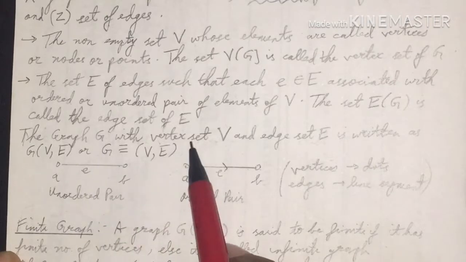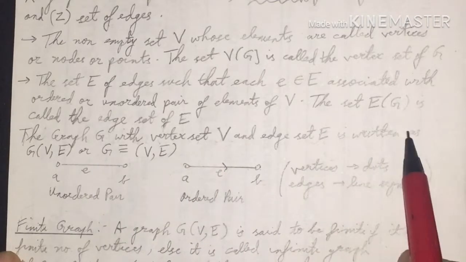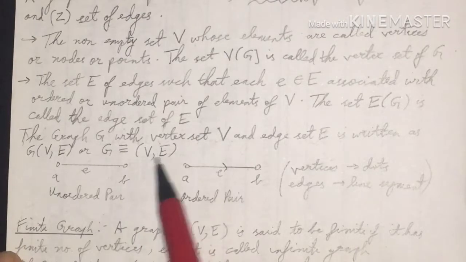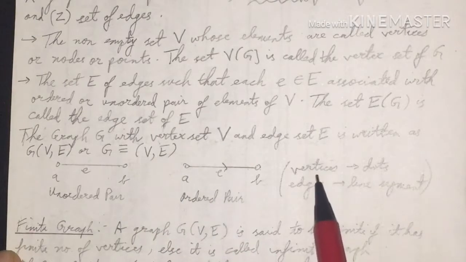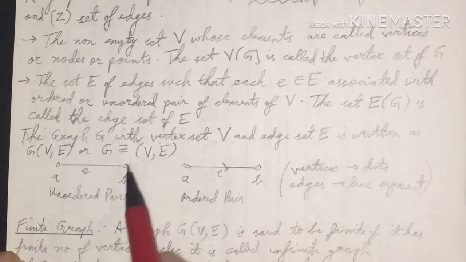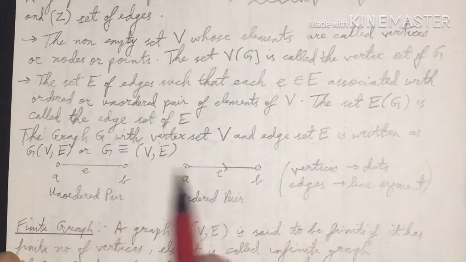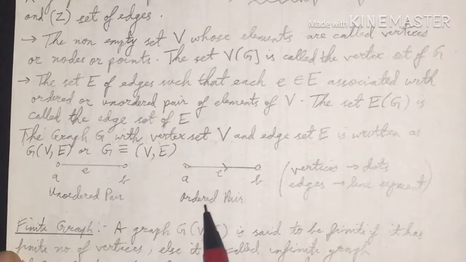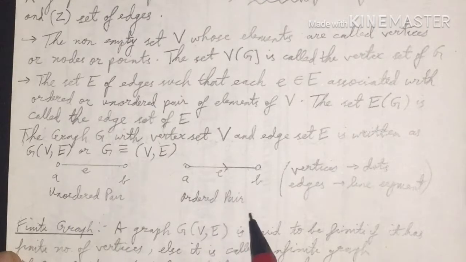The graph with vertex set V and edge set E is written as G(V, E). As you can see, the vertices are represented by dots and the edges by line segments. This is an example of an unordered pair, and here an ordered pair. Ordered pair, as the direction involved is important.